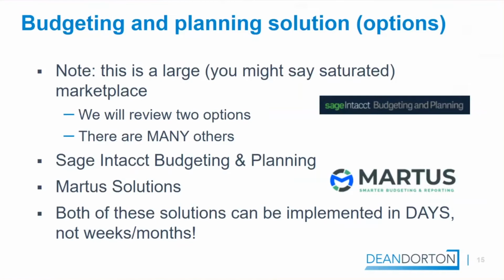How fast can you implement it, especially in the market that we're in right now and in the environment that we're in right now with so much uncertainty in a lot of people's businesses. You want a solution that you can get up and running fast so that you can use it for what you need it to do. So the 2 solutions that we're going to talk about, Sage Intacct Budgeting and Planning and Mardis Solutions.